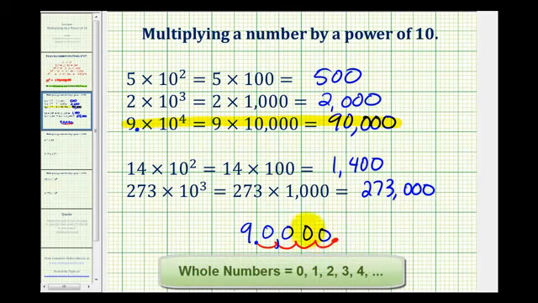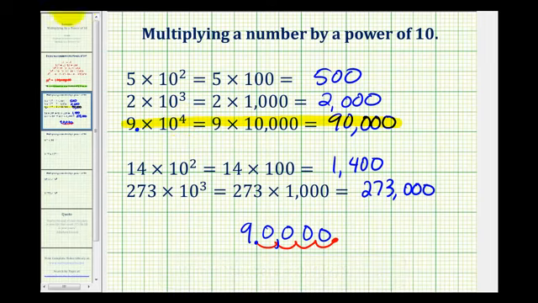notice we'd also have the product of 90,000. So when multiplying by a power of 10 with a whole number exponent, we can just move the decimal point to the right the same number of places as the exponent. Notice for 14 times 10 to the second, if we have 14, the decimal point there, move the decimal point 2 places to the right, we would have 1,400.